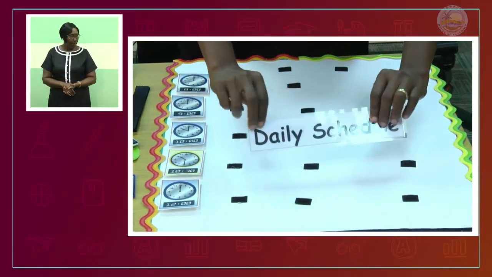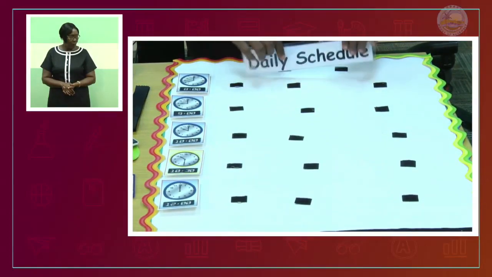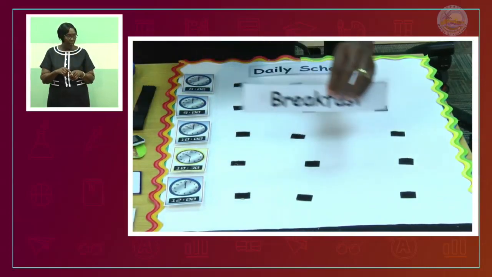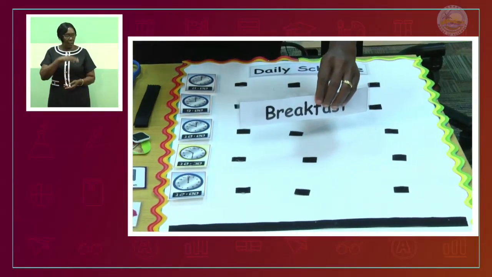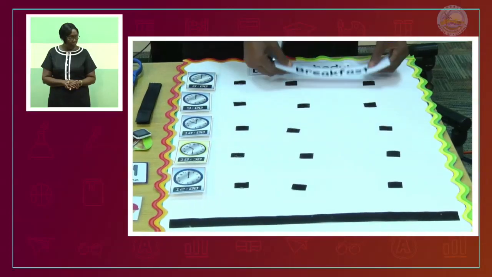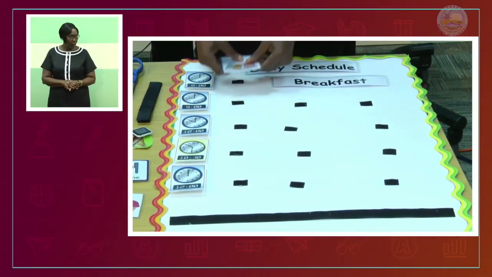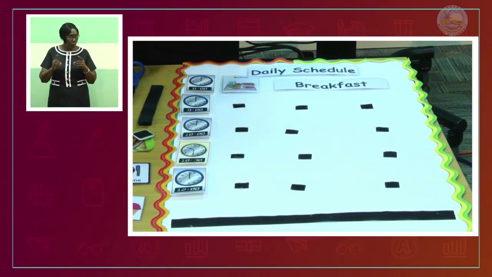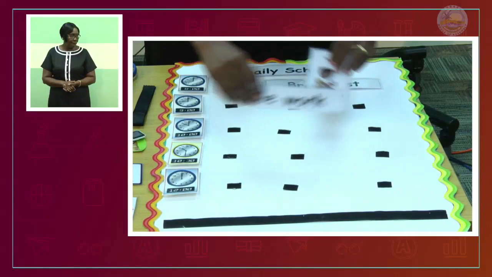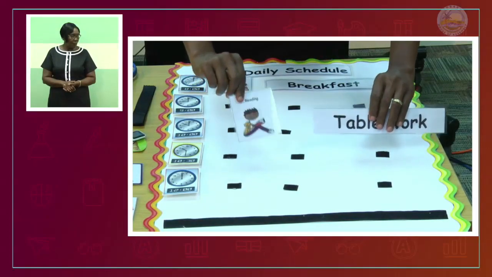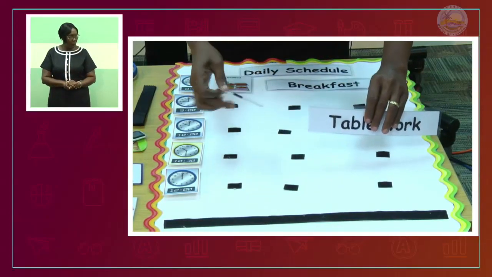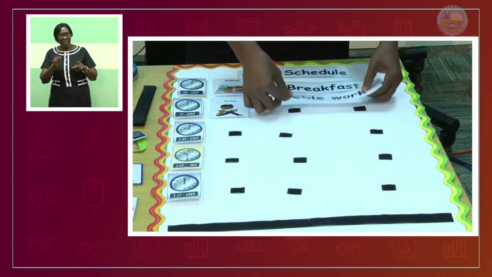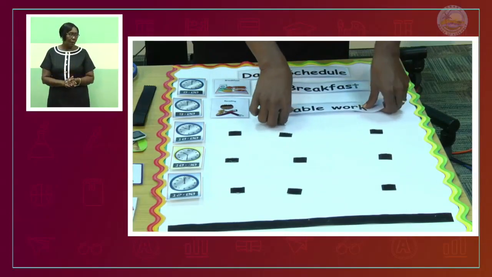So we have the daily schedule. It tells that this is what the day is going to be like. So we have breakfast, and you have the task card and the word breakfast. We also have table work and reading. So I'm going to do table work this morning. It's going to be reading. So it could be comprehension, creative writing. So you have table work.